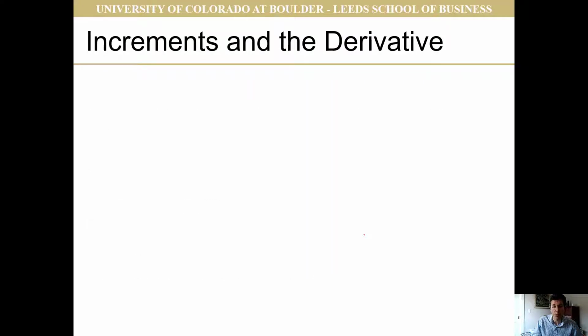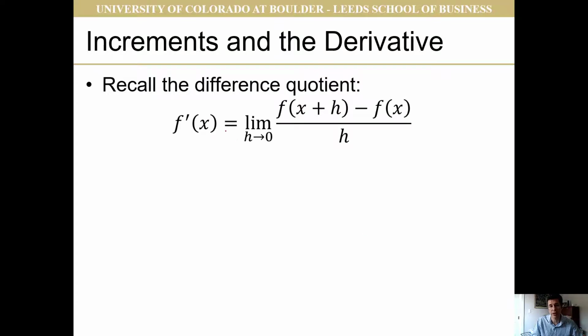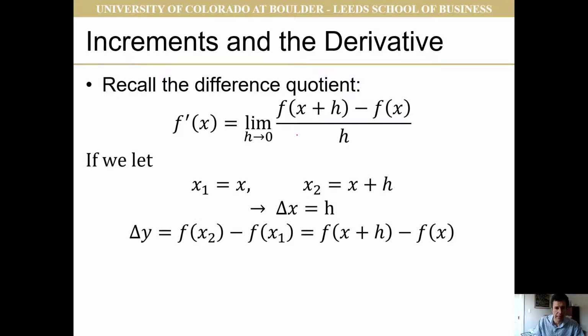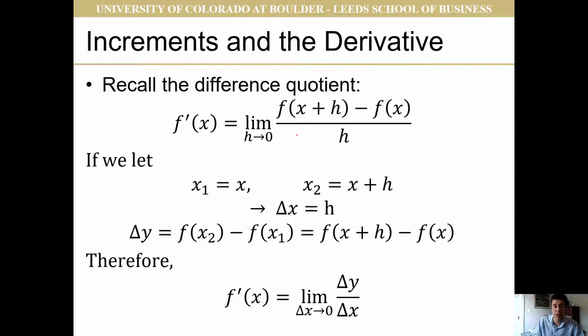Now, increments and the derivative. What's the relationship between what we've just talked about and the derivative? So we remember the difference quotient, f prime of x, is the limit as h goes to 0 of f of x plus h minus f of x, divided by h. If we let x1 equals x and x2 equals x plus h, then delta x is h, and delta y is f of x2 minus f of x1, which is f of x plus h minus f of x. Therefore, the derivative is the limit as delta x goes to 0 of delta y over delta x.